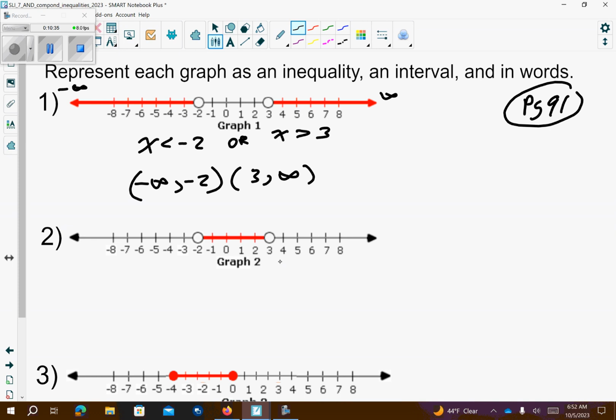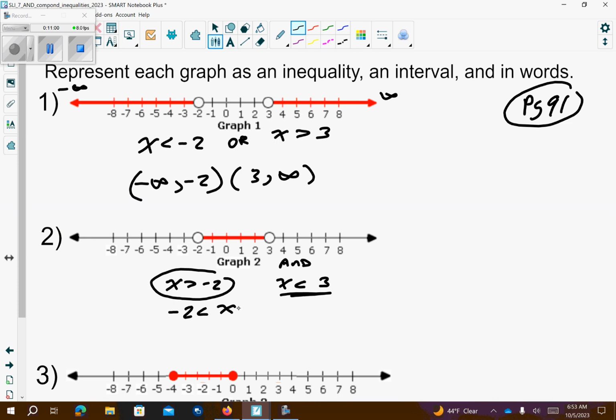This next one I believe is going to be an AND problem. Okay, so I'm going to go x is greater than -2, x is less than 3. So I want to put this together as a compound inequality. Okay, so what I'm going to do is this side's fine. I'm going to flip this over. So I get this.